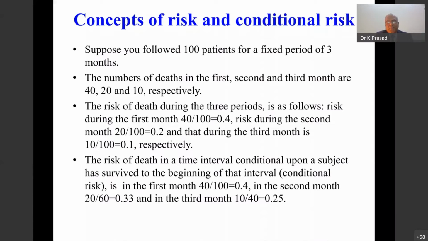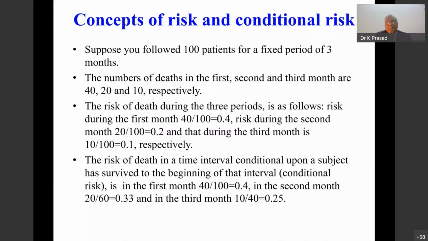So out of 40 people, in the third month, 10 people died, which is 25%. So in the third month, conditional risk is 25%. Please differentiate between risk and conditional risk. Same thing will happen on the reverse. We are talking about death, but if you are talking about survival, the same situation will happen. There will be survival and there will be conditional survival.